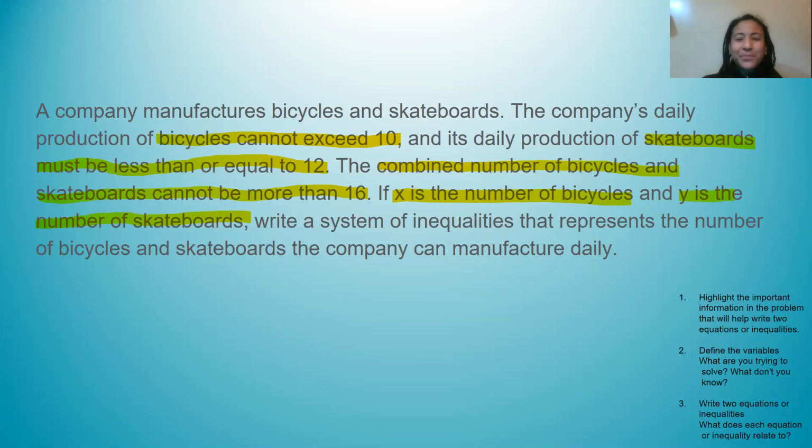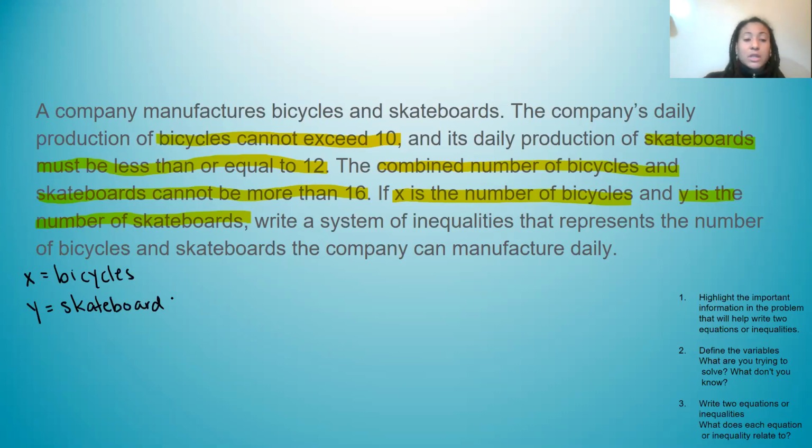Let's go through it. So our first one says, before I do that, let's write it down. X is representing our bicycles and Y represents our skateboards. Now, why am I using those letters? Why didn't I use B and S? It says it in the problem that we need to use X and Y, okay?